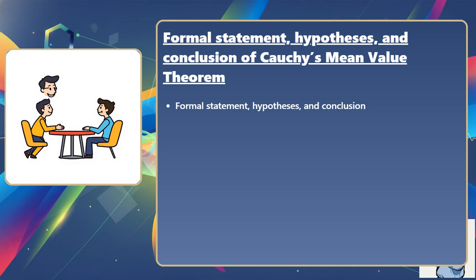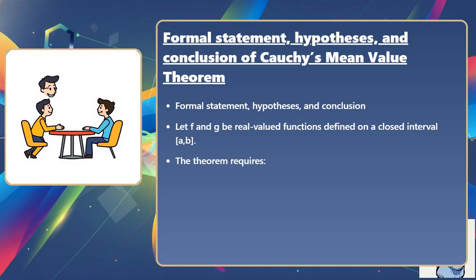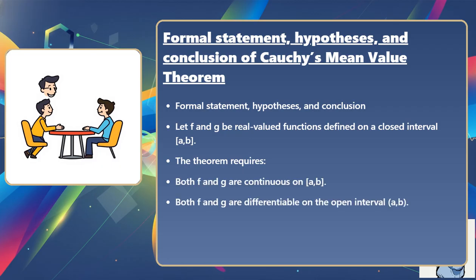Formal statement, hypotheses, and conclusion. Let f and g be real-valued functions defined on a closed interval, a to b. The theorem requires both f and g are continuous on a to b. Both f and g are differentiable on the open interval, a to b. g' of x not equal to 0 for every x in the open interval a to b. This prevents division by 0 later.